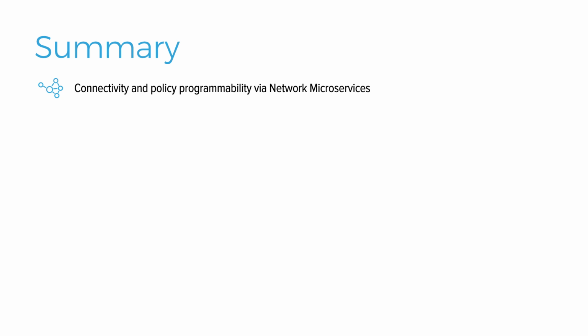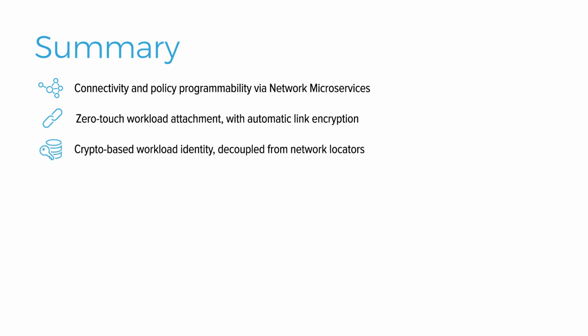We used a workload-specific contract construct to do this. We saw zero-touch workload attachment with automatic link encryption that allowed us to build site-to-cloud VPN, and after that, to build a multi-cloud mesh network with all links encrypted. During this demo, I used a crypto-based workload identity. I never used an IP address to define policy or connectivity for any particular application microservices. We had fully role-based network policy descriptions with contracts and role in contracts.